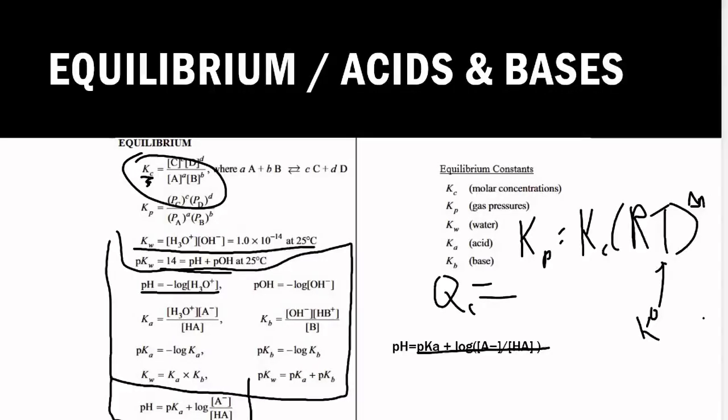Okay, so let's just go over a few things. If pH is less than 7, then it's acidic. If pH is more than 7, then it's basic. And if pH is equal to 7, then it's neutral, like water.